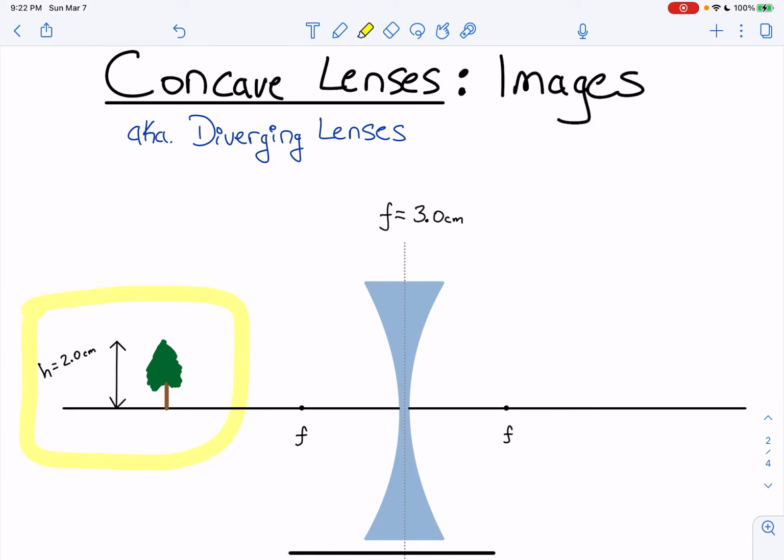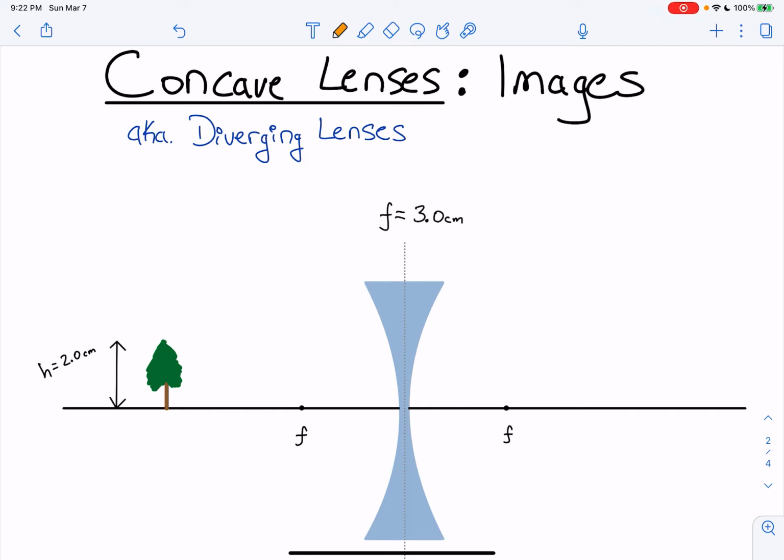We again could consider this to be the appropriate scale, or we could say it's a representative scale, so 1 meter is equal to 1 centimeter, so we're really talking about a 2-meter tree. But of course that would make for an absurdly large lens, so let's stick to maybe a very tiny tree. So how do we do this? Well, let's do some ray tracing.